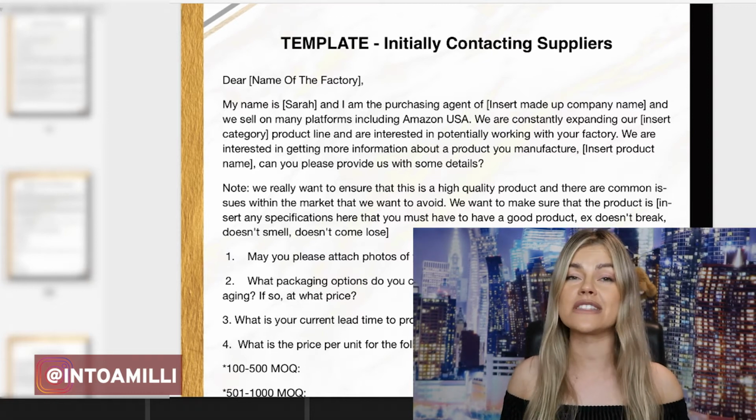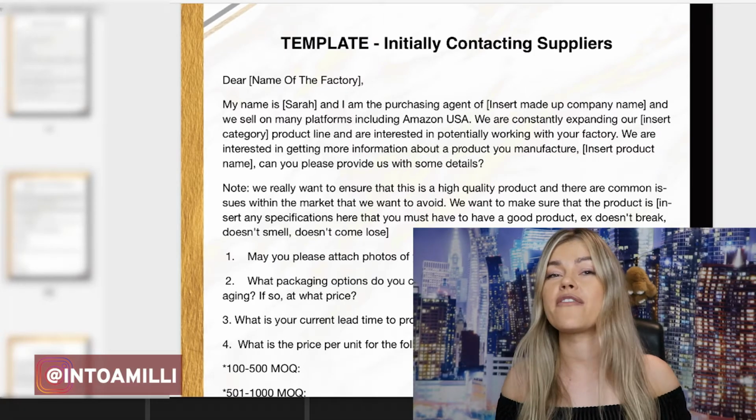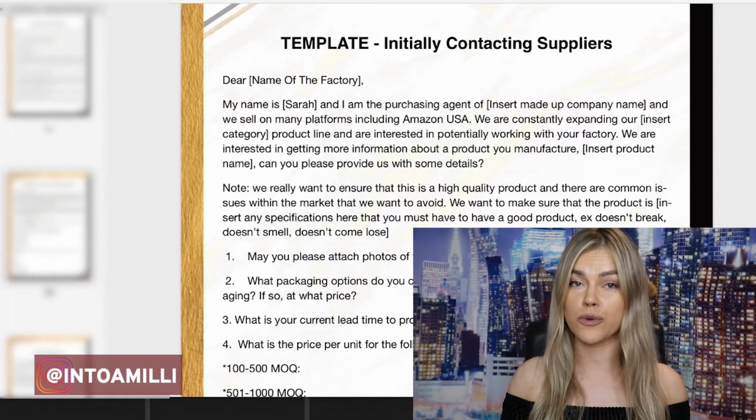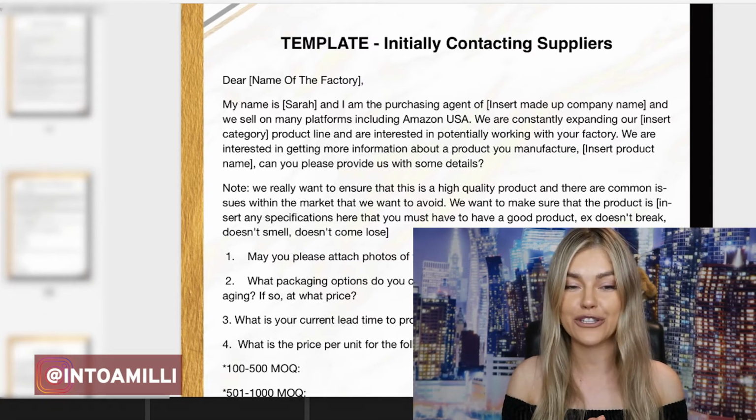But what I'm giving you here is very valuable, because most people reach out to suppliers and they're like, hey, how much for 20 bags of cat food? No one's gonna take you seriously. You are a professional. That's what you are, and that's what this template is representing. So let me just read it to you.